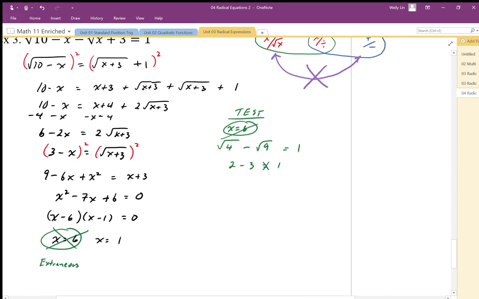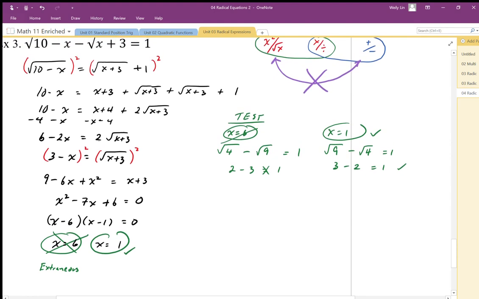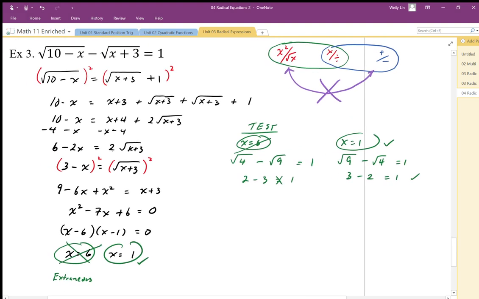Then I'm going to test x equals 1. So I end up with square root 9 minus square root 4 equals 1. 3 minus 2 equals 1. That's okay, so that's a perfectly good solution. So x equals 6 is extraneous, but x equals 1 is our solution. And again, we could graph this, and we can see that this actually will work out on our graph as well.